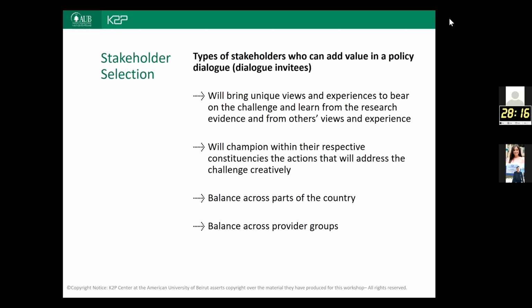So I wouldn't want to have 10 physicians and 1 nurse, for example, in the stakeholder dialogue. Just make sure you balance this out. Make sure you have a balance of gender also. And make sure you have the stakeholders that will guide you and provide you with constructive feedback when it comes to your policy brief.